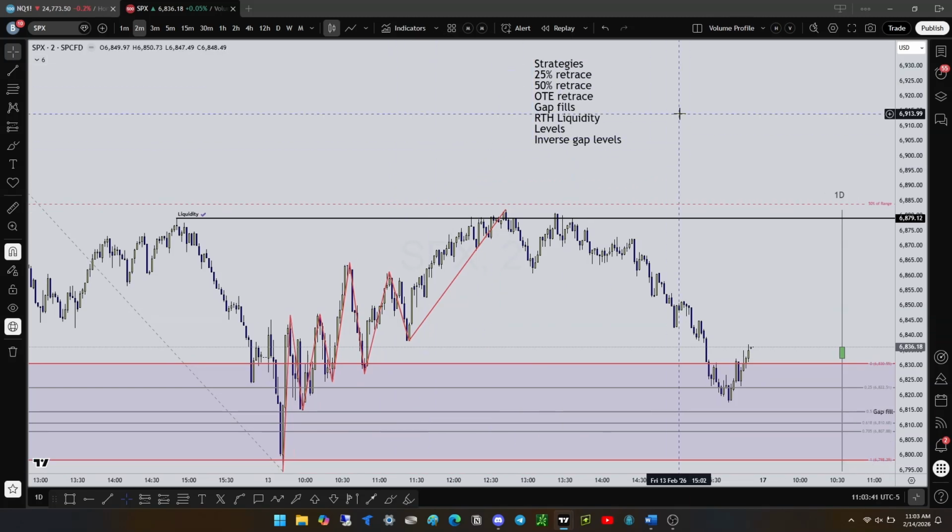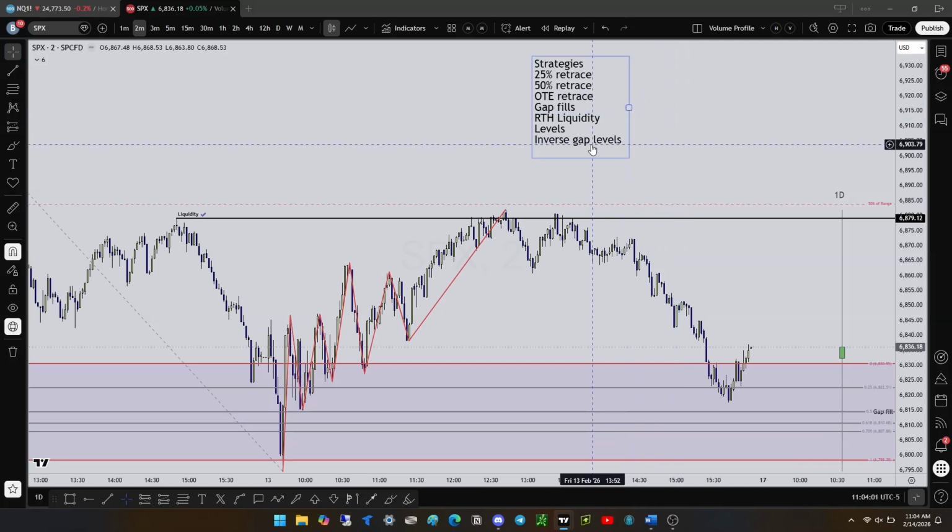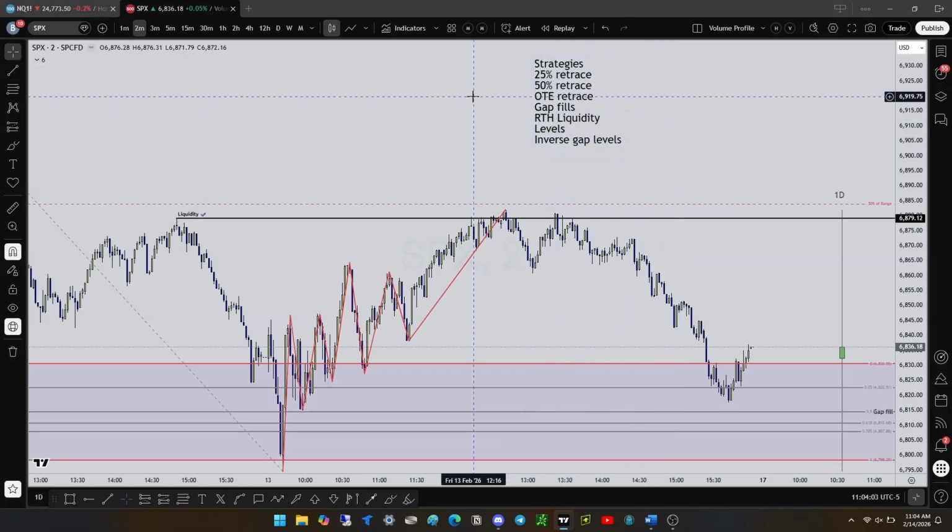Now, when you are looking at SPX, we're going to primarily focus on SPX because I just told you the notional value. SPX is the big Mac Daddy of the market, of the world. Okay, guys, it's not QQQ. It's not NASDAQ. It's definitely not NASDAQ. It's not even ES. It's SPX. So when we're sitting here watching SPX, we have these key strategies that we're going to walk through. Now, the first one is what I call a 25% retrace.